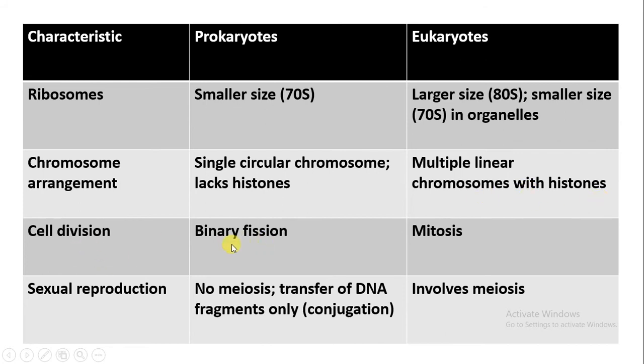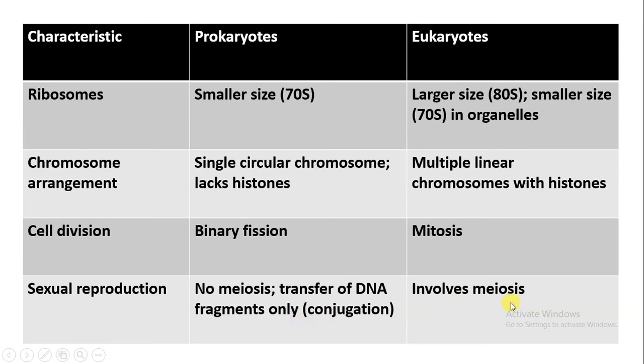Cell division. In the prokaryotes, usually the binary fission type of cell division is present. And in eukaryotes, there is mitosis type of cell division. Next is sexual reproduction. There is no meiosis seen in the prokaryotes. Meiosis, where there is reductional division of chromosomes. So no meiosis is seen in the prokaryotes. There is transfer of DNA fragments. It is only and only by conjugation.